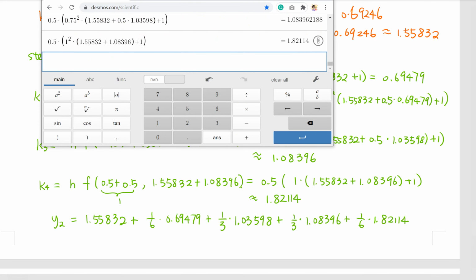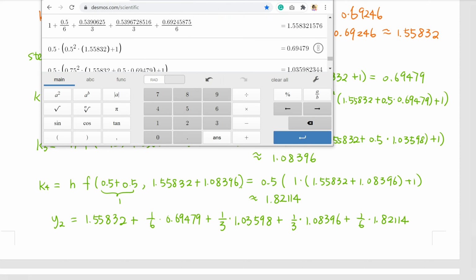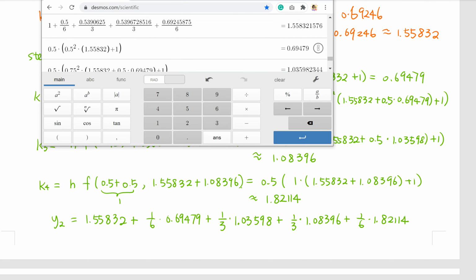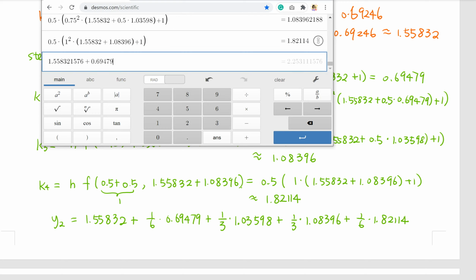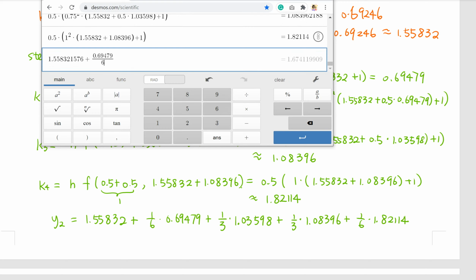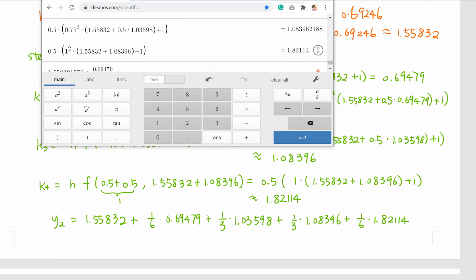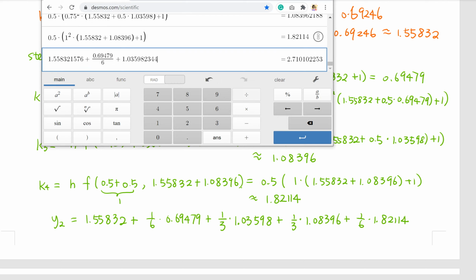So what is that? First, we need this number plus 0.69, where are you? Here, over 6, and then plus this number. You can also go up to your actual calculator.